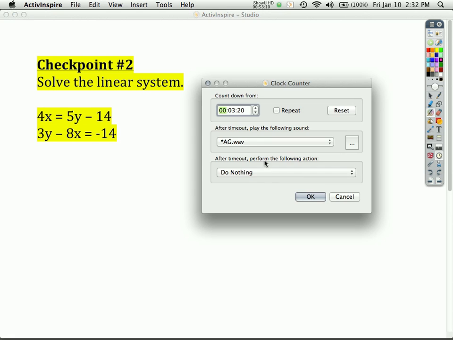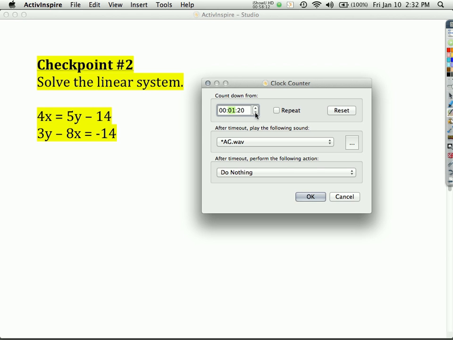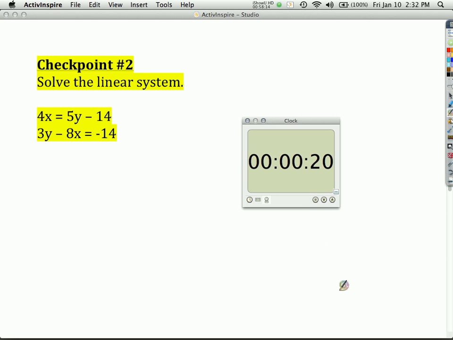People still working, take another 30 seconds to finish up. But when the bell rings this time, that will be all your time.